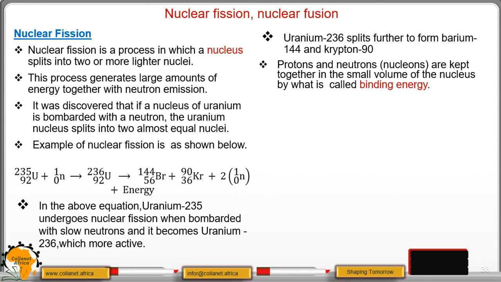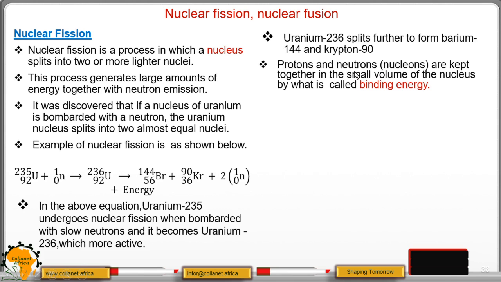Now, the protons and neutrons, we know that they are found in the center, or the nucleus. And the protons are positively charged, while the neutrons have no charge.